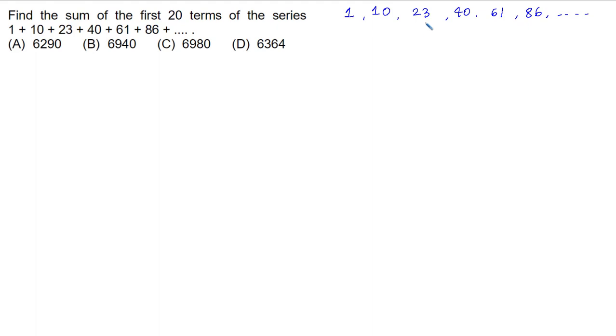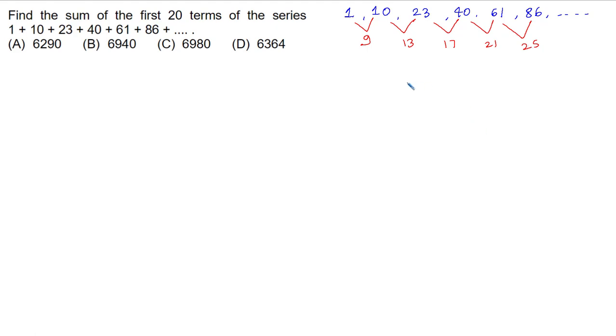So first of all, let's check the differences. Over here the difference is 9, over here the difference is 13, over here it is 17, over here it is 21, over here it is 25. So the differences are not constant.